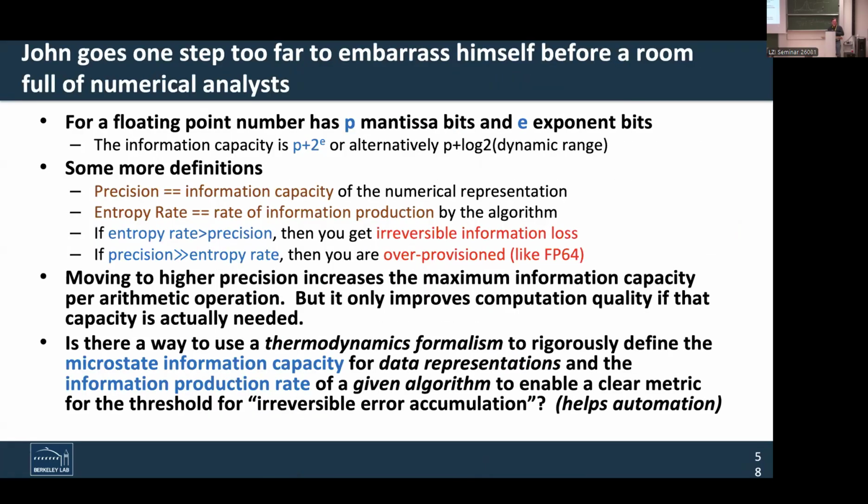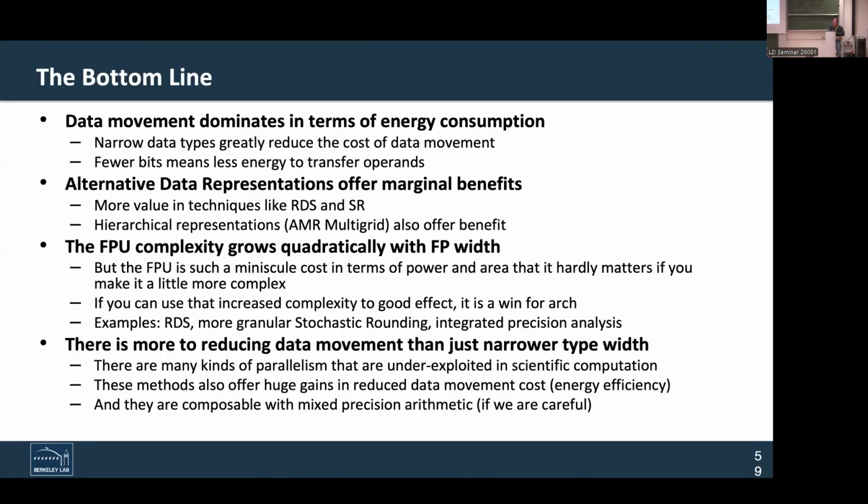I'm going to skip the wilder thoughts because it says John goes one step too far and embarrasses himself in front of a room full of numerical analysts. If I haven't done so already, by the way, but we'll just go to the conclusion.